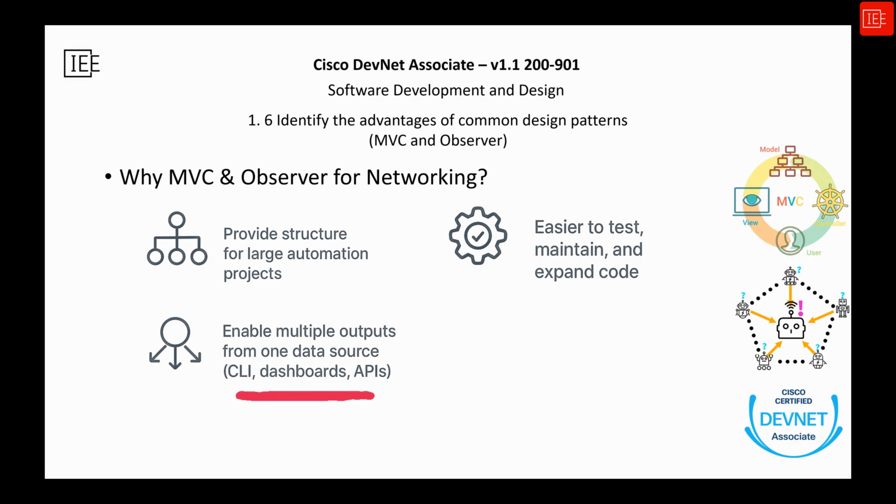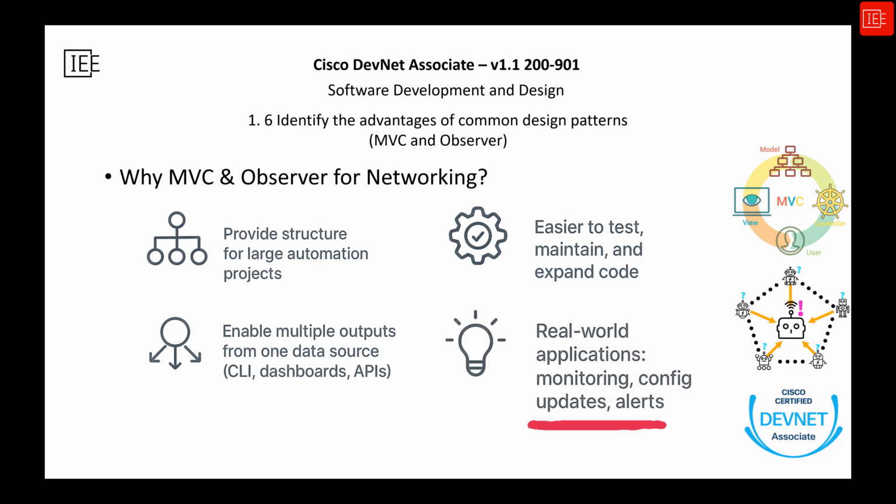That's efficiency in action. In network automation, these patterns map directly to everyday use cases. So monitoring systems often use Observer to update multiple displays in real time. Configuration management benefits from MVC by cleanly separating the logic that retrieves and pushes configs from the interfaces used to trigger those changes. Finally, alerts and event-driven workflows also lean on the observer pattern, since one event, like a config drift, can instantly trigger actions across multiple systems.